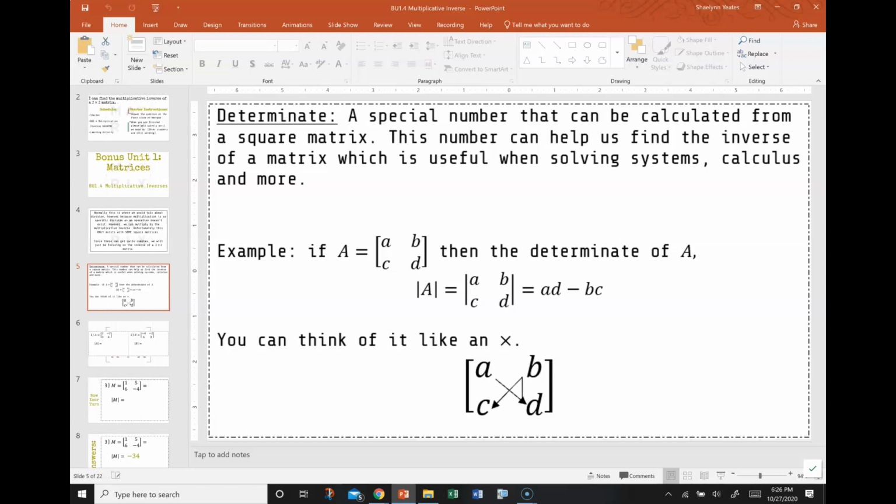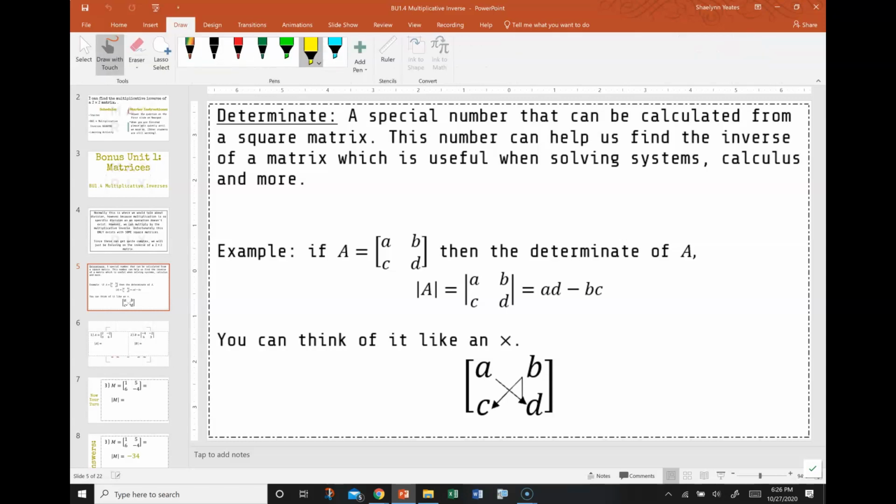For example, if we have a matrix A, B, C, D, then the determinant of A is denoted with these flat lines. Notice they don't have the little clippy stuff. What we do is take A times D and subtract B times C. I think of this kind of like an X. I go from A to D, I multiply, then I subtract B times C. It's this little diagonal thing.